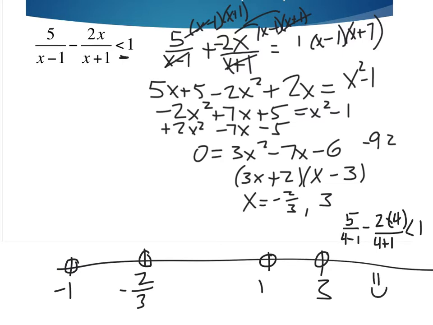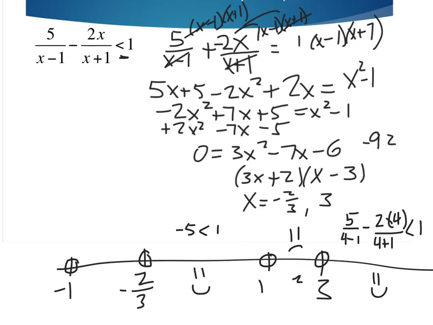Okay. Now I'll pick a point that's between 1 and 3, which I'll try 2. I plugged that into the calculator. It actually is not less than 1, so that does not work. Okay, I pick 0. That ends up being negative 5, which is less than 1, which is true.